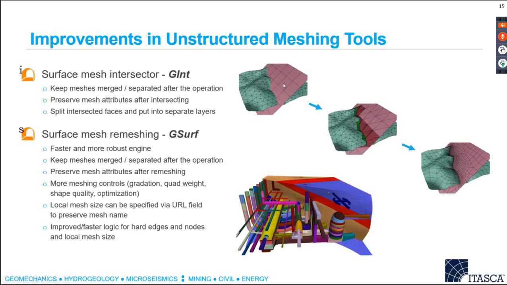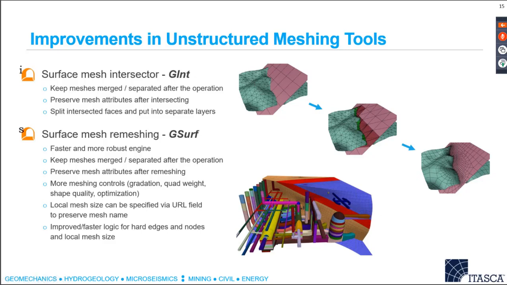So essentially, this workflow is presented in these images. We start with initial mesh, then we'll do intersection of meshes, then we'll do remeshing, and if we create watertight domain, this volume mesh can be created for watertight domain.